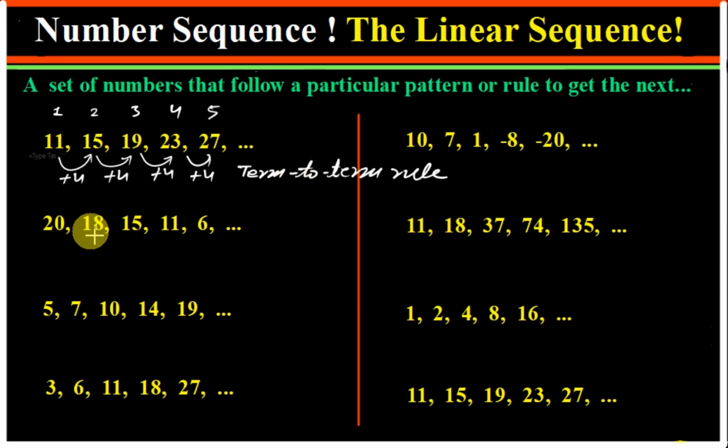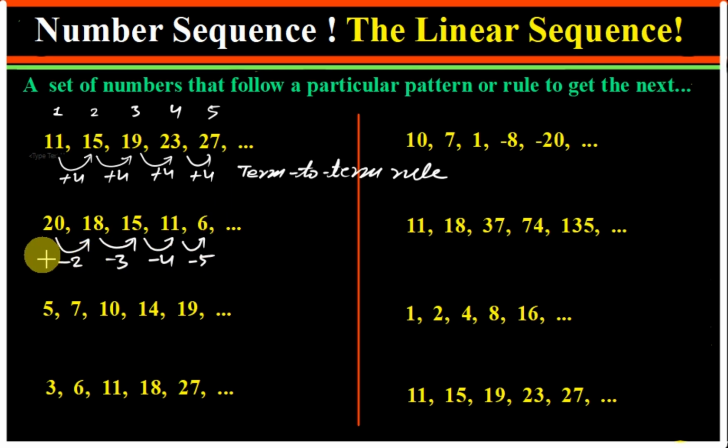We have 20, 18, 15, 11 and 6. The first sequence was an increasing sequence, where the next number is greater than the previous. In this one the next number is smaller than the previous number. What rule are they following here? If we subtract 2 from the previous number, we get the next. If we subtract 3, then we get the next. If we subtract 4, we get the next. And if we subtract 5, then we get the next.